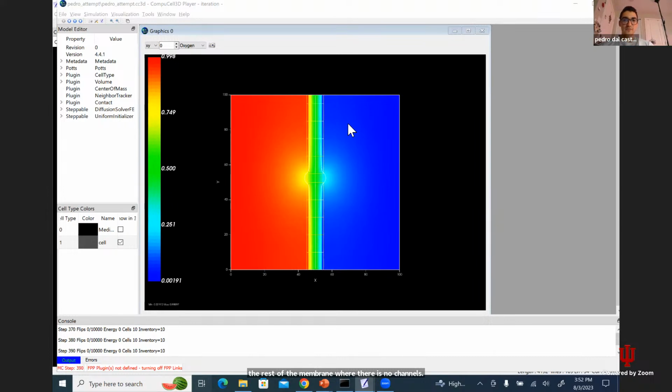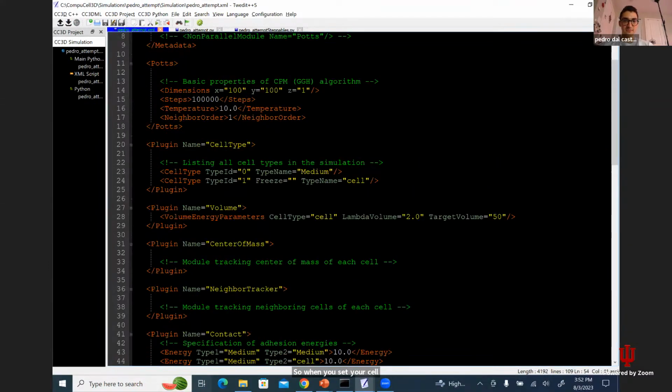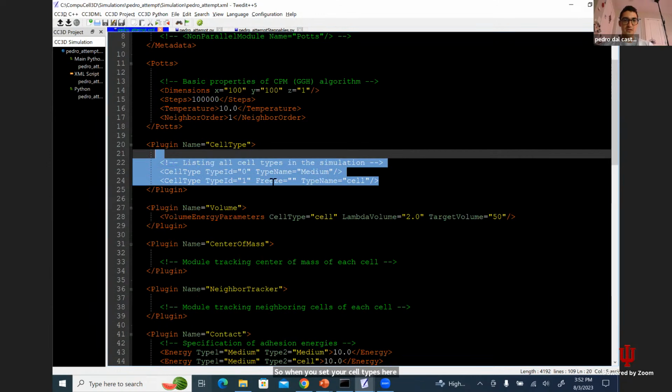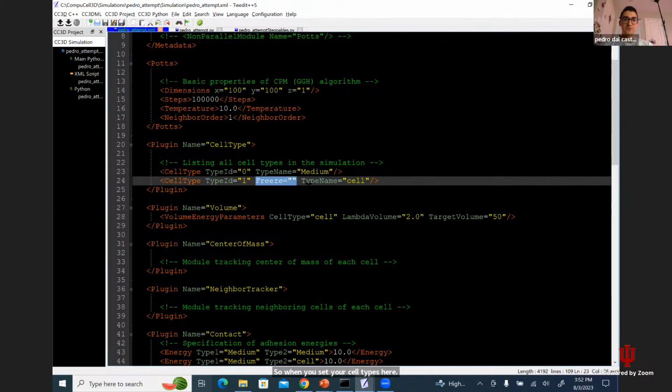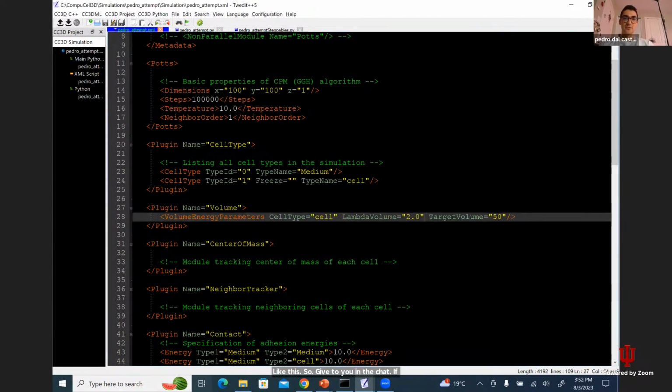Yes, let's take a look at the frozen part again. So when you set your cell types here, you can set this attribute freeze like this. So I'll give it to you in the chat. If you set this attribute freeze, it doesn't matter the contact energy, it doesn't matter the volume, the target volume, it doesn't matter target surface, doesn't matter anything. It will stay still like a barrier, like a wall.